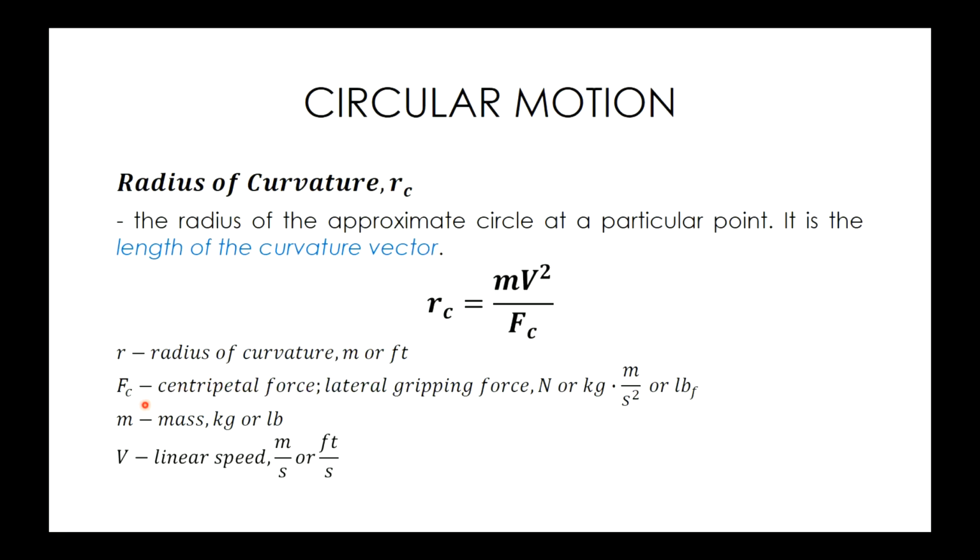Then, our centripetal force or the lateral gripping force is in the unit Newton, or kilogram meter per second squared, or pound force. Then, the mass has the units kilogram or pounds. And the linear speed has the units meter per second or feet per second.